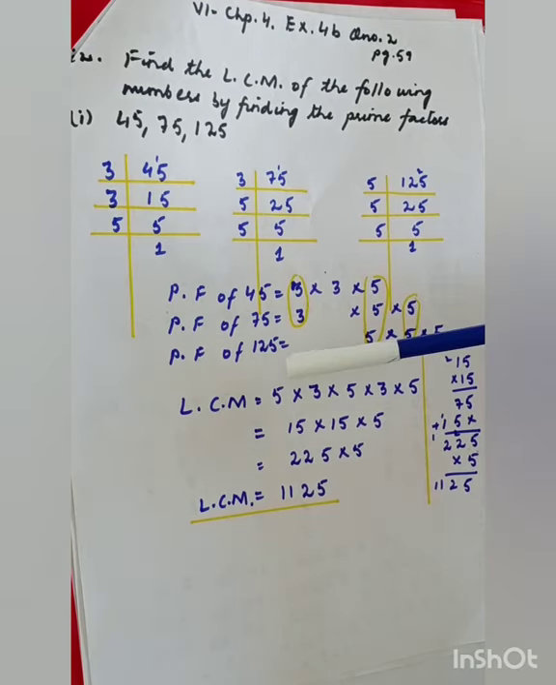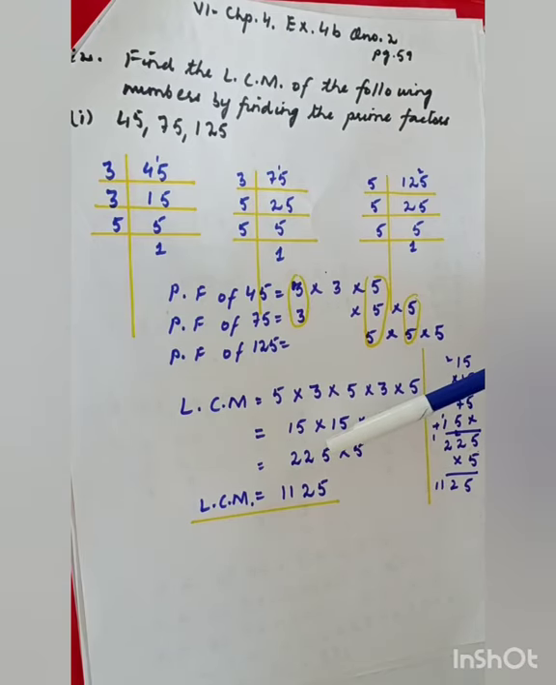Again, first we will write the common factors one time, and then the factors that are not common. So 3 is common, we will write one time. 5 is common, we will write one time. Then 5 is common, we will write it one time, and then multiply by 3 and then multiply by 5. 5 3s are 15, 5 3s are 15, and then 5. 15 15s is 225, and 225 multiplied by 5 is 1125. So the required LCM is 1125.